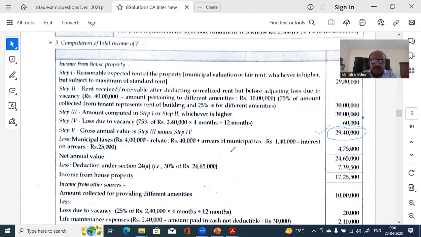I'll start from here. Municipal taxes, I wrote 4 lakh 40,000, municipal tax 1 lakh 40. That is 4 lakh 75. How is that? 4 lakh minus this is 3 lakh 60, plus 1 lakh 40 minus this is 1 lakh 15. So that is coming to 4 lakh 75. Net annual value is 24 lakh 65. Now deduction under 24A, standard deduction on this is 30%. So you get so much. Now, as far as the other 10 lakhs is concerned, for amenities, he's got 10 lakhs separately.